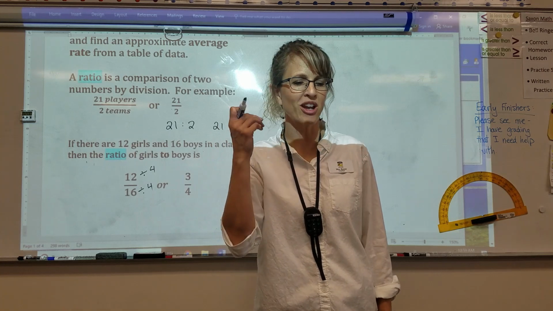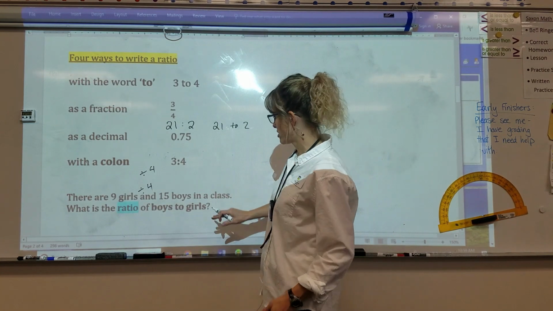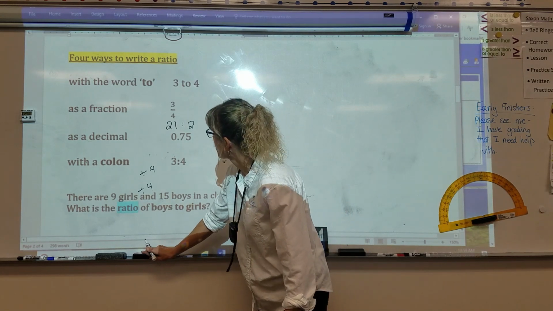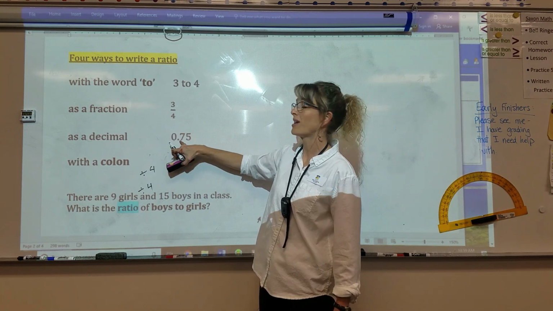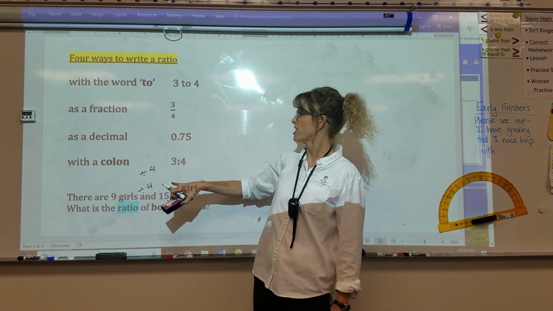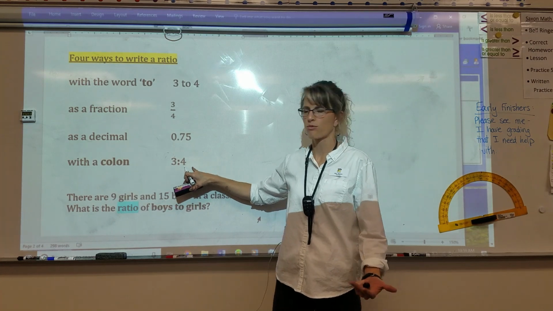What do we do to our ratio? Get ready? Reduce. Very good. Four ways to write it. We mentioned for a second that you can write it with the word to: 3 to 4. You can say 3/4. You can make it as a decimal, 0.75. And you can also write it with a colon, 3:4, and you say 3 to 4.